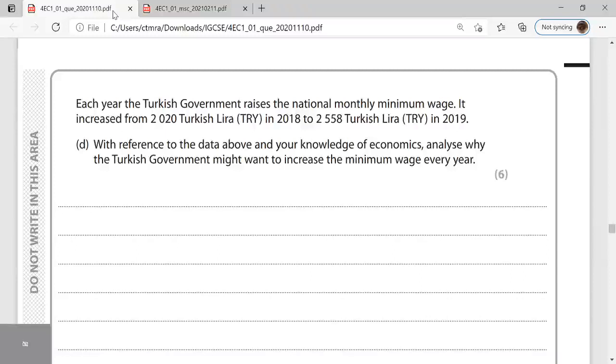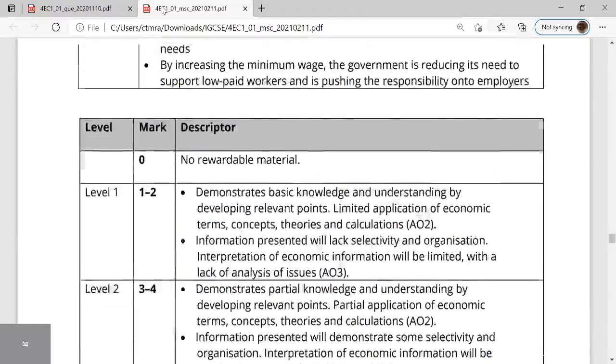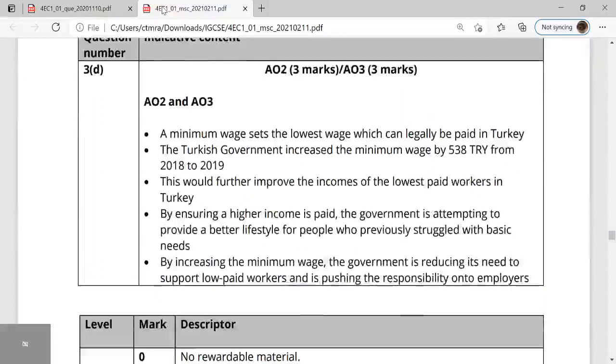Let's go through the case. Each year, the Turkish government raises the national monthly minimum wage. It increased from 2020 Turkish lira in 2018 to 2,558 Turkish lira in 2019. So we have evidence that it's increasing, and let's go through the mark scheme. It's a 6 mark question, so try to provide at least 6 useful sentences.